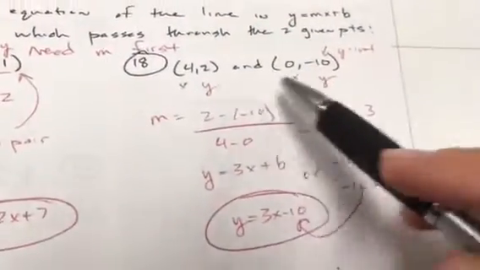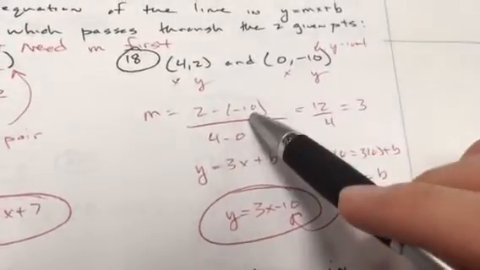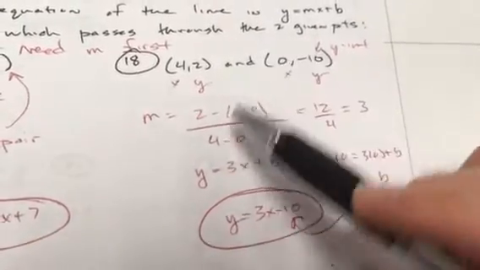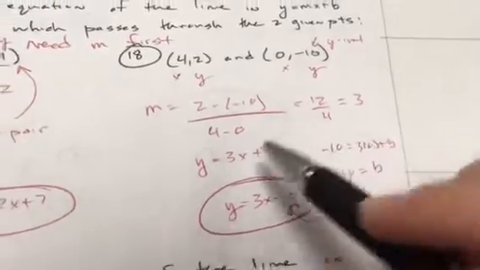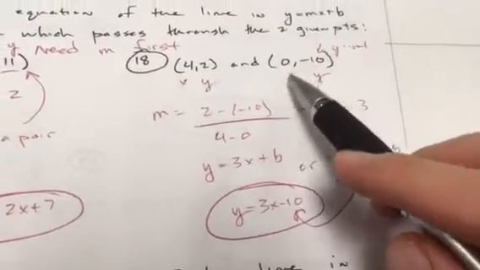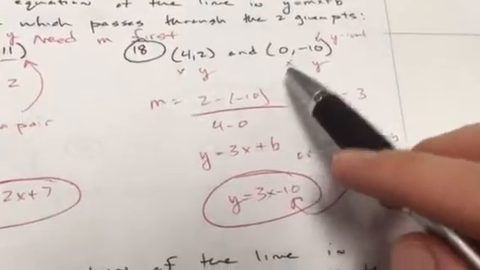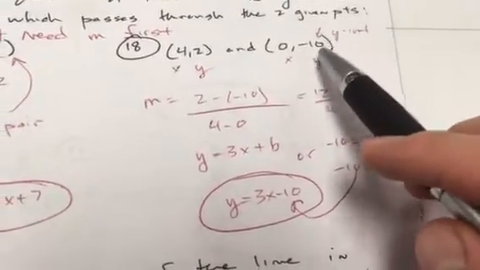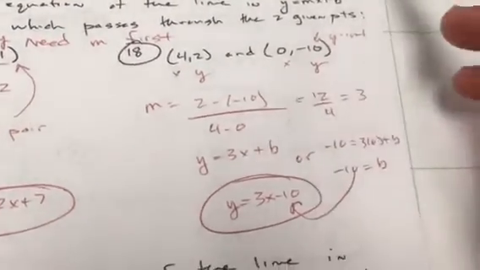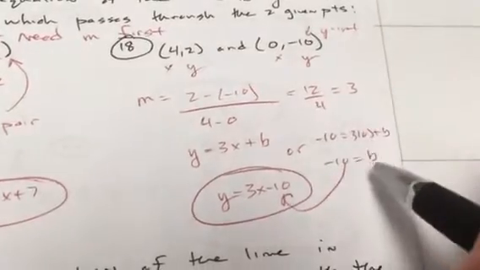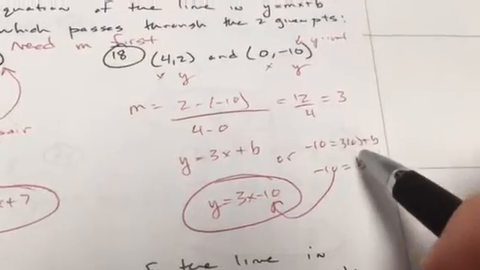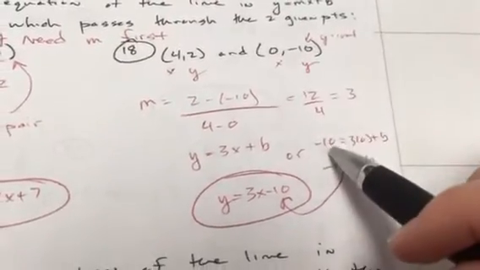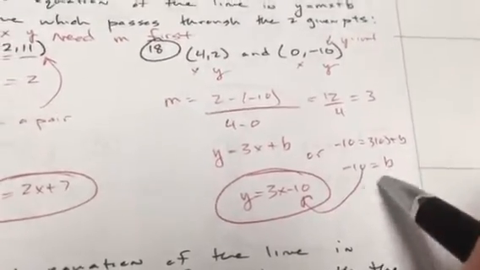Same thing here. Bigger y minus smaller y, all over 4 minus 0. You get 12 minus 4 is 3. Y equals 3x plus b. Technically, I give you the y-intercept here, folks. The y-intercept is when x equals 0. So you have it right away. You can just say, hey, that's my answer. Or you can solve it like this. So, I don't know, plug negative 10 in for y, 0 in for x. You get the y-intercept of negative 10.